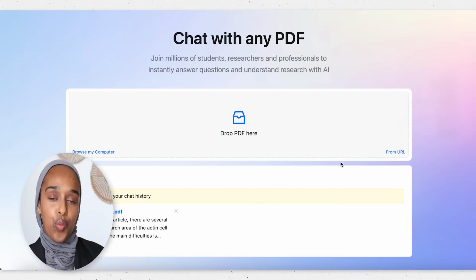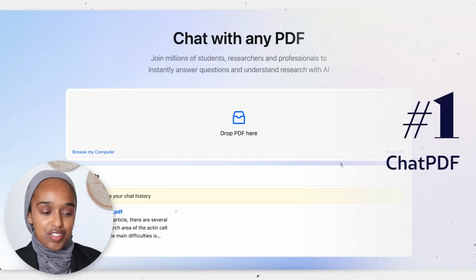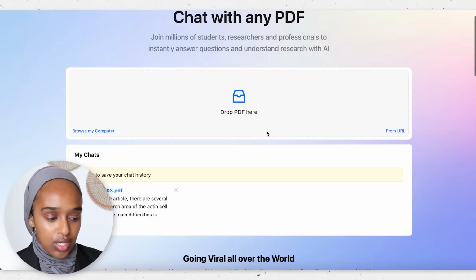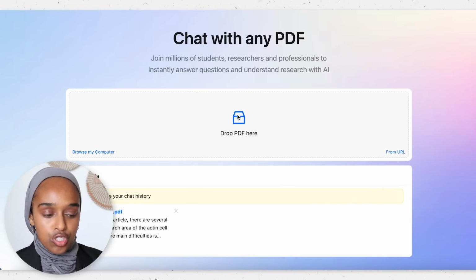Okay, so let's start off with ChatPDF. This is an interesting one that I discovered a little while ago, and I actually really like it. So this is what it looks like. It's really simple, really clean. You just drop your PDF document here. So this can be any document.